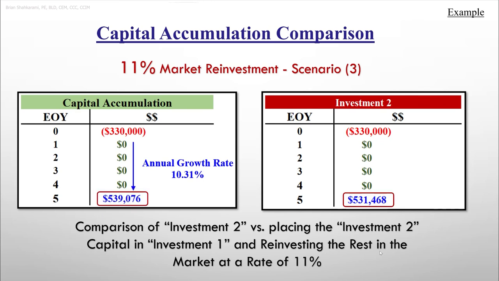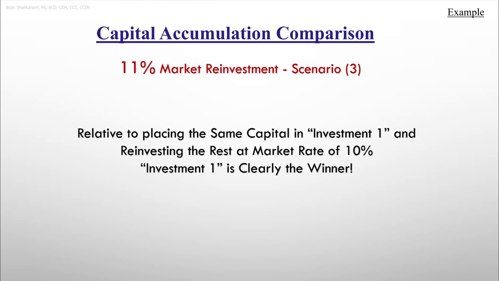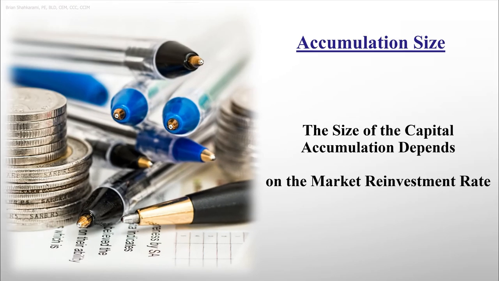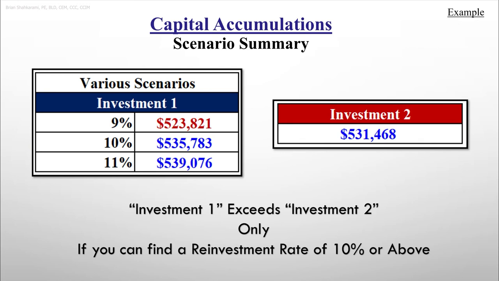Comparing this to investment 2, we can clearly see that our combination investment has a higher accumulated capital than investment 2 by itself. I want to emphasize that this is using a market reinvestment rate of 11%. So again, if we had an 11% reinvestment rate for our capital, clearly investment 1 would be the choice. So in summary, the size of our capital accumulation really depends on the market reinvestment rate. Very important to note. Here's a synopsis of investment 1 under various scenarios with a 9%, 10%, and 11% reinvestment rate. And of course, we have the accumulated capital or capitalization for investment 2.